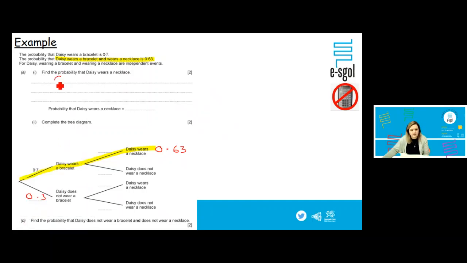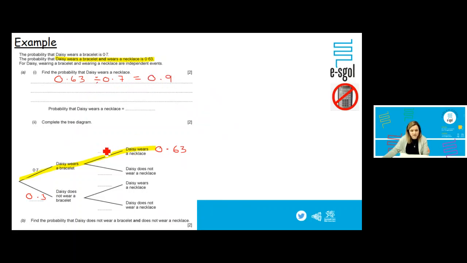Okay, so 0.63 would need to be divided by 0.7 in order to give you what would go on the wears necklace section. So again, you can think of this as 63 divided by 7. You can put your decimals, then multiplying and dividing by 100 can be used again. So 63 divided by 7 is 9. So this is going to be 0.9.